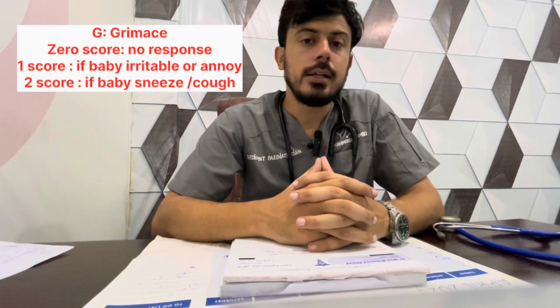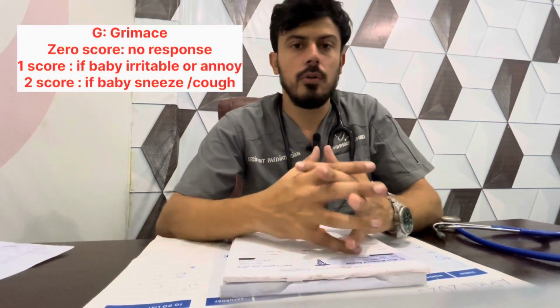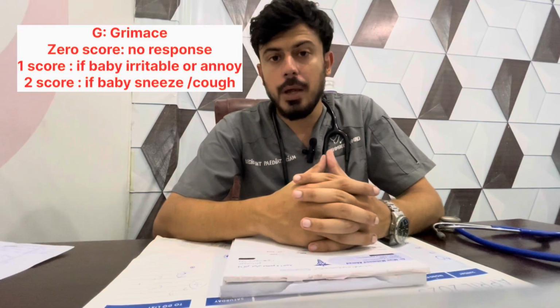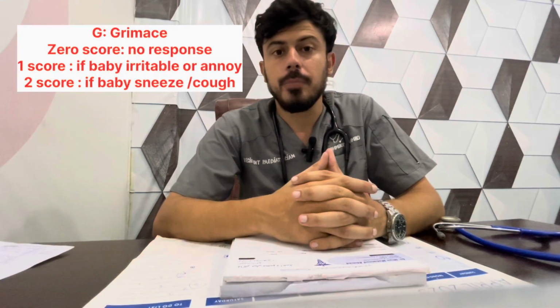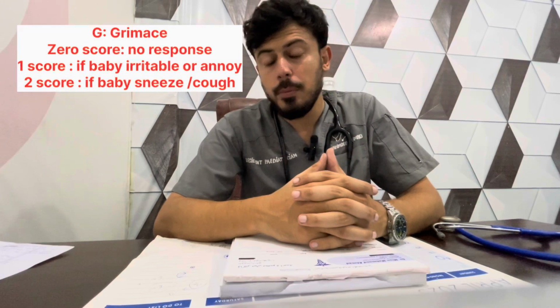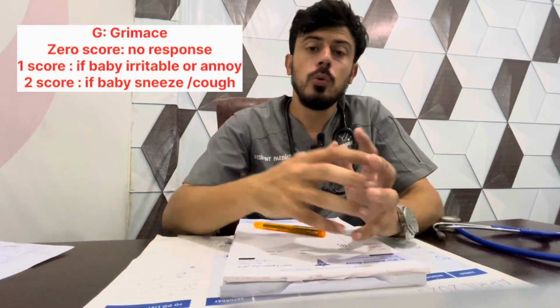Coming toward the G, that is grimace, the reflex response, meaning what is the response of the baby after stimulation. Say you put a catheter in the nose or oropharynx of the baby, and after that the baby coughs, sneezes, or cries, it means the APGAR score is 2. But if after putting the catheter the baby becomes irritable and annoyed, the APGAR score is 1, and if there is no response at all, the APGAR score is 0.